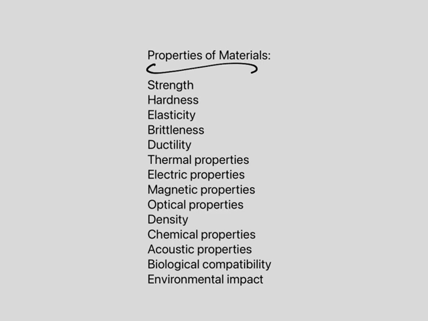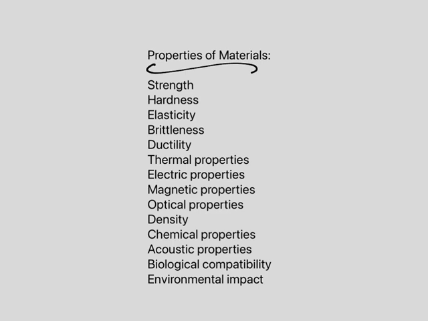Properties of materials. Materials have different qualities that make them special. So here are some of these qualities: strength, hardness, elasticity, brittleness, ductility, thermal properties, electrical properties, magnetic properties, optical properties, density, chemical properties, acoustic properties, biological compatibility, environmental impact.